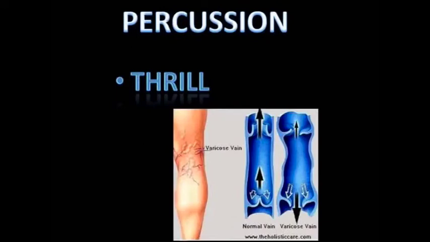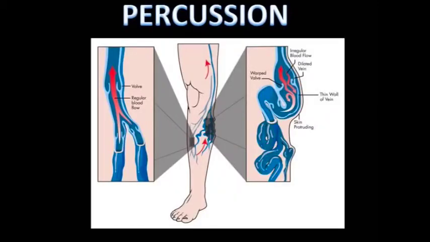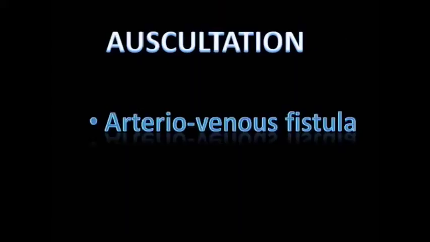Then we do percussion to test if there is any conduction of the fluid thrill past the veins. So that can be an indication that the valves of the veins are incompetent. With auscultation, we listen over the bunch of varicosities to hear if there is a murmur which may be indicative of arteriovenous fistulae.